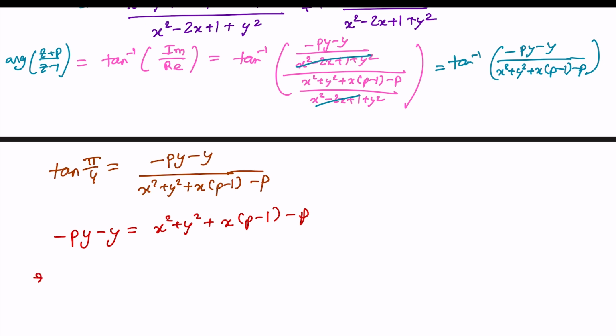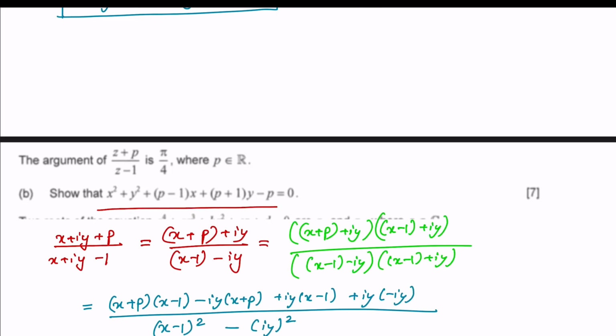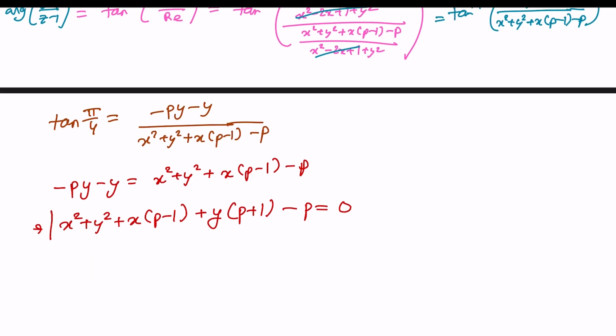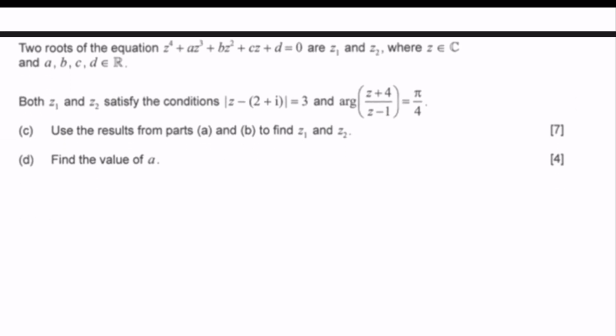And then when I shift everything to the right side and flip the equation, I'll get x squared plus y squared plus x times p minus 1 plus y times, if we take y common, it becomes p plus 1, minus p equals 0. This is exactly what we have to prove here. And we are done with this part.